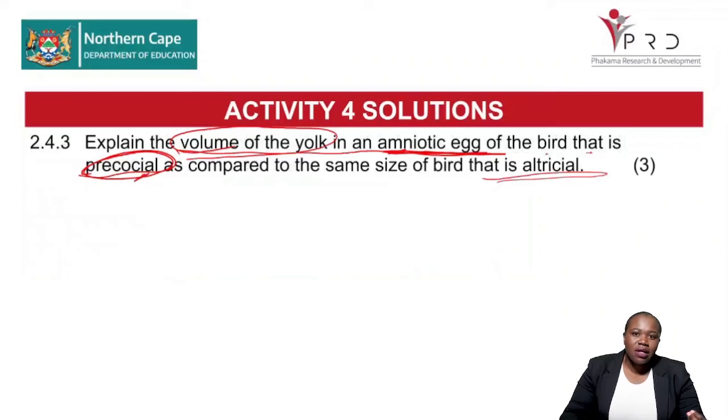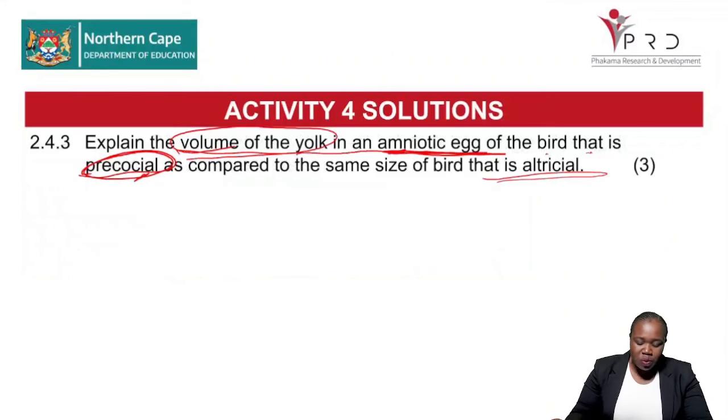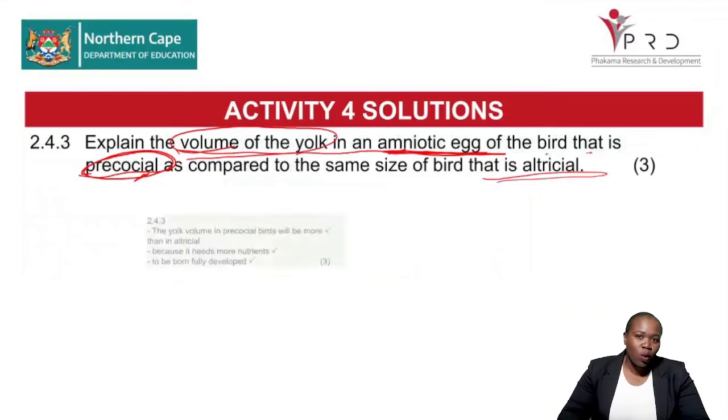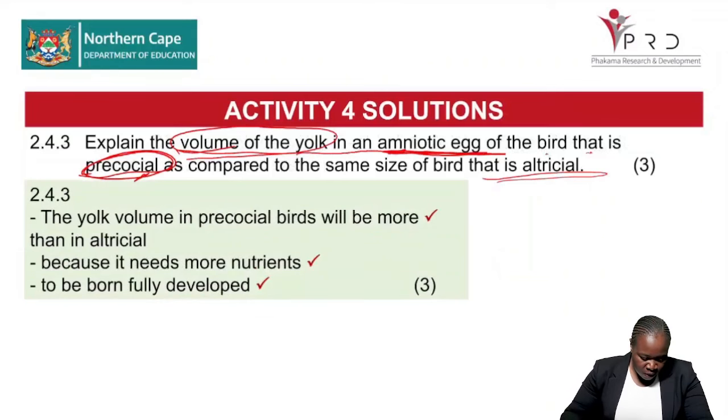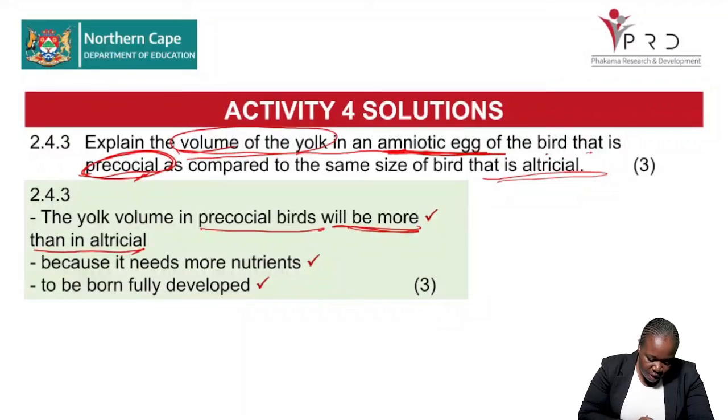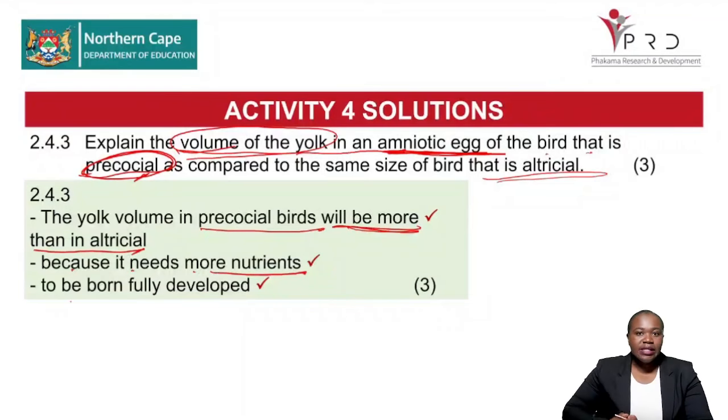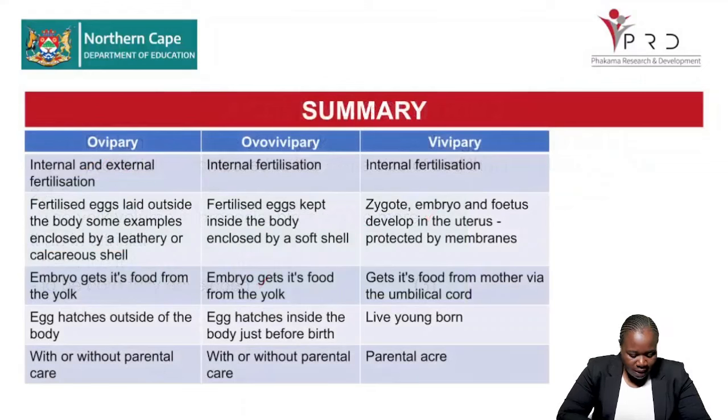How do we see this? The young in precocial are well developed, meaning that they have received enough nutrients. The young in altricial are not as well developed, meaning that they did not receive enough nutrients. That tells us that the yolk content was low in altricial and the yolk content in precocial was high. So the volume of the yolk in precocial birds will be more than altricial because it needs more nutrients to be born fully developed.